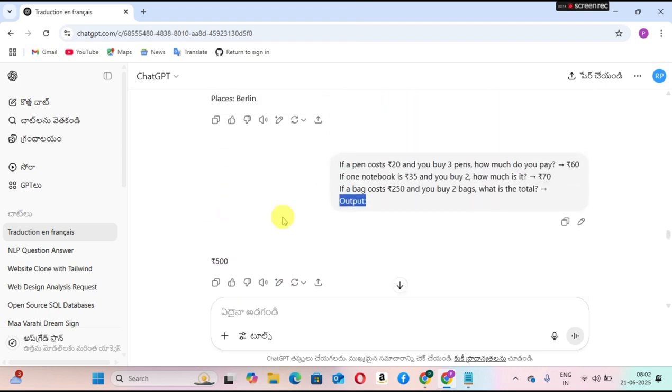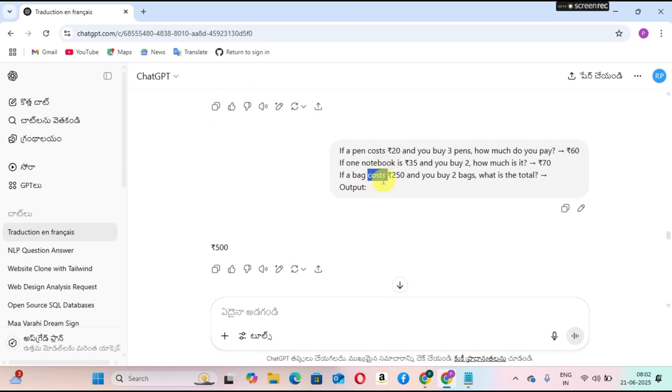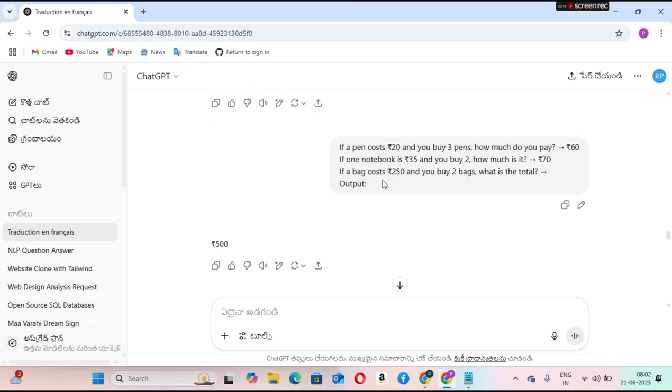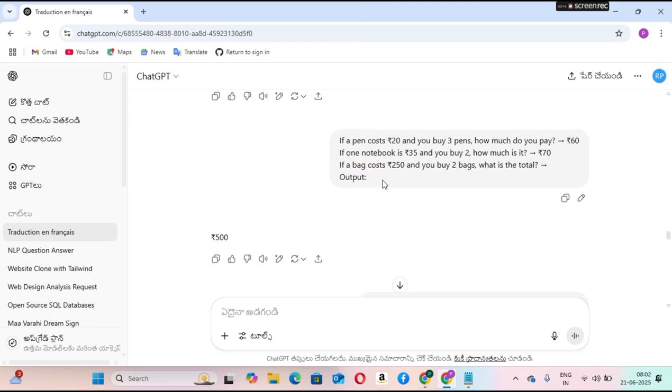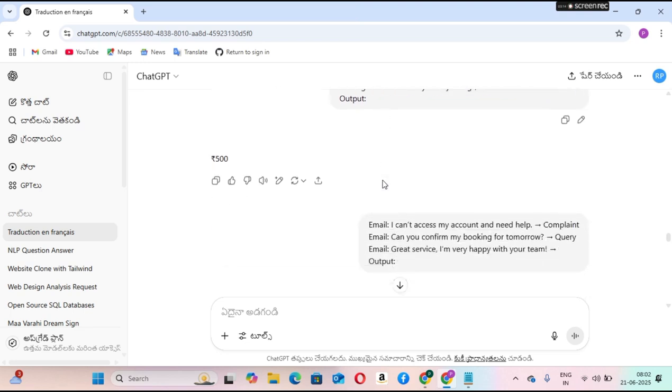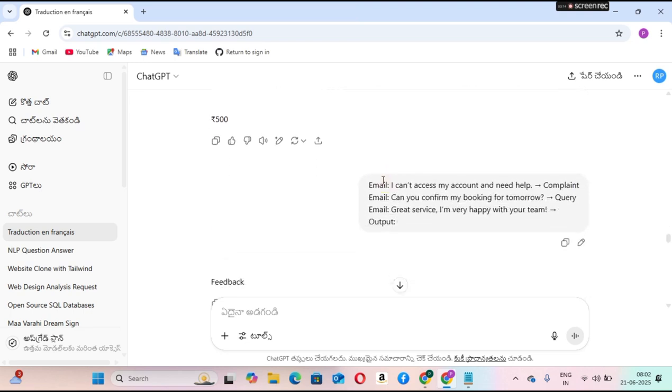So when you hit enter, it outputs 500 rupees because the model learned the pattern, that is price into quantity, and applied the same logic. So few shot helped it to understand and solve word problems with ease.